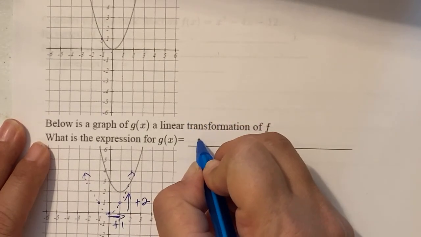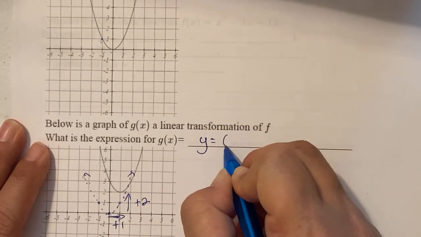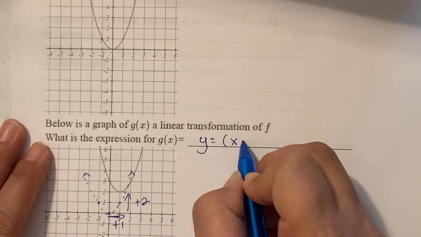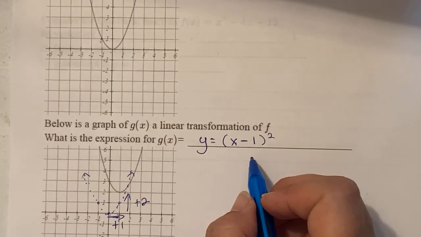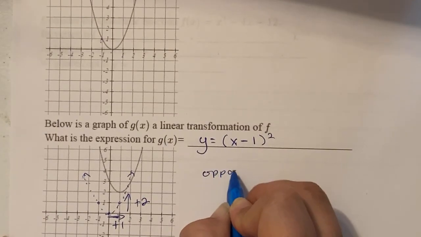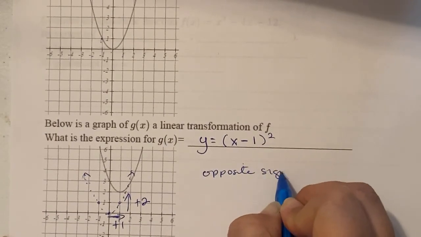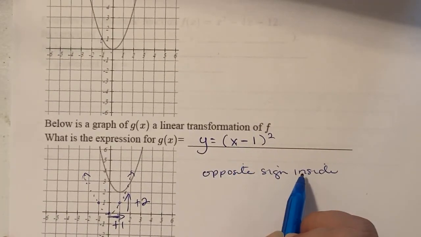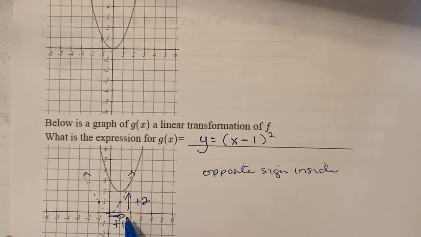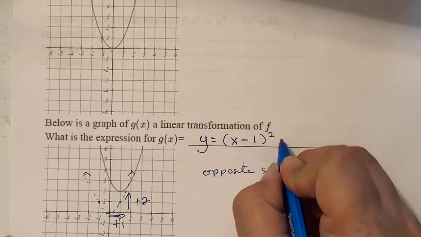So that's telling us that our equation is y equals. Now, if I'm going to the right, I am minus, because I want to be the opposite of the sign. Remember, opposite sign inside. So if I'm negative, I become positive. Negative became a +1, and the up 2 is a +2.